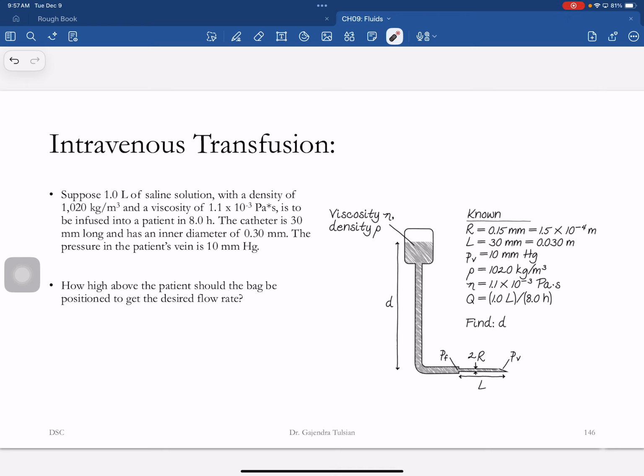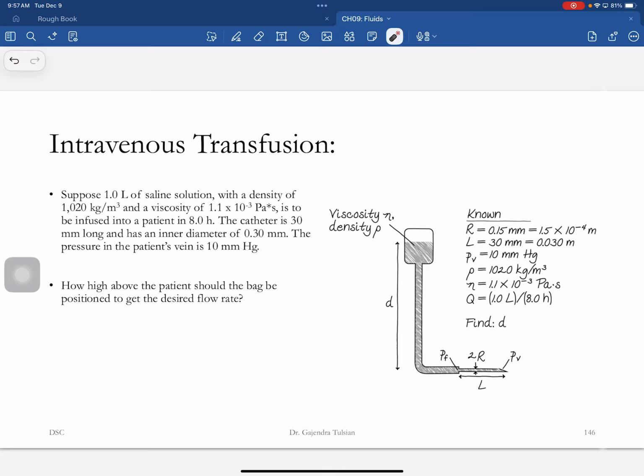Yes, so if this bag is too low, okay, the blood in the veins is at 10 millimeters of mercury. So if the pressure here is less than 10 millimeters of mercury, then the blood will go into the bag. That's not good either. So what you want is, the pressure at this point needs to be greater than 10 millimeters of mercury to push the fluid. Okay. So this problem goes through the calculation, and I'll do the numbers.